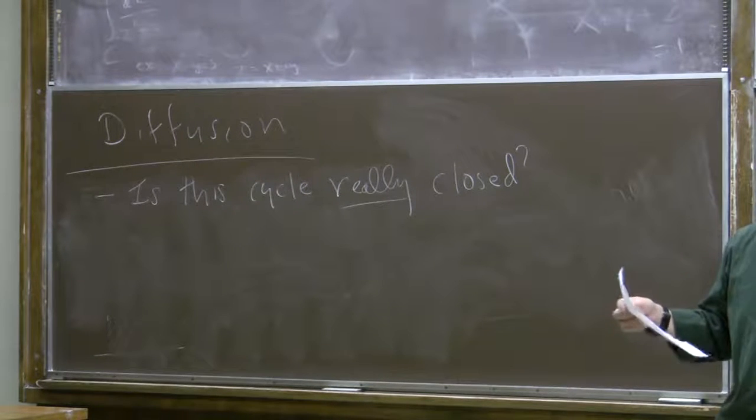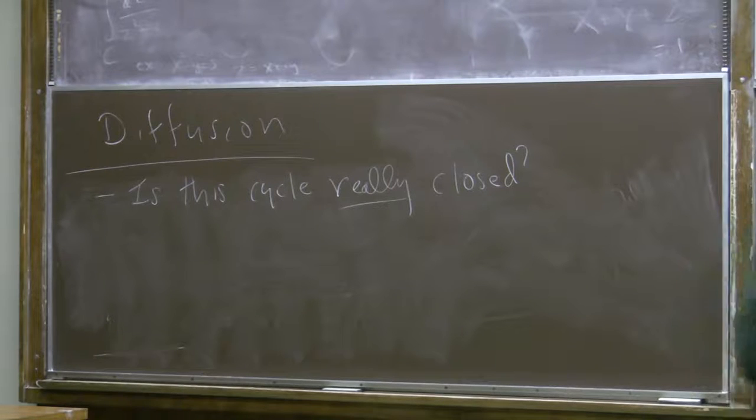Okay. Well, let's think about the demon himself or herself. Is the demon in a different situation, a different state at the end of the cycle than at the beginning? Yes. How so? At the beginning, there's uncertainty in which half the molecule is, but at the end, there's 100% certainty that it is. Yes, he has recorded some information.